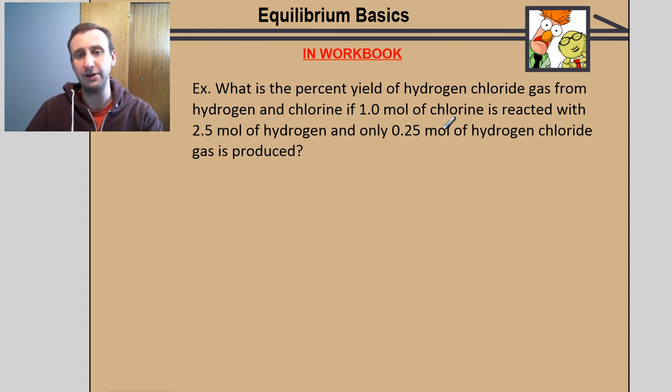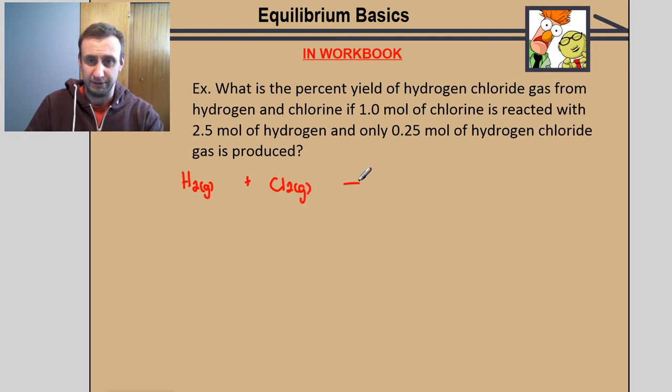So what is the percent yield of hydrogen chloride gas from hydrogen and chlorine if 1 mole of chlorine is reacted with 2.5 moles of hydrogen and only 0.25 moles of hydrogen chloride gas is produced? So this involves, first of all, some stoichiometry and dealing with how much hydrogen chloride I should have been able to make. So I'm going to go ahead and first write out my reaction as an equilibrium. So I have hydrogen gas, and I have chlorine gas, Cl2 gas. And this gives me 2HCl gas.